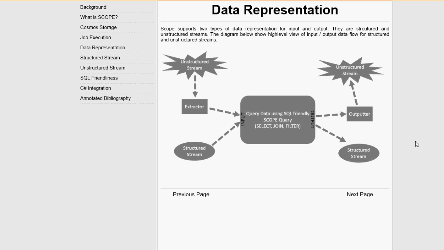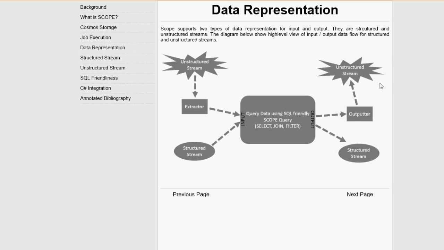So in the chart you can see the left side is the input part. If the data is an unstructured stream, it has to go through an extractor and only then is sent for processing. But if it's a structured stream, it can be used directly for the SQL, the SCOPE query, for the analysis of data. And the same thing on the right side.